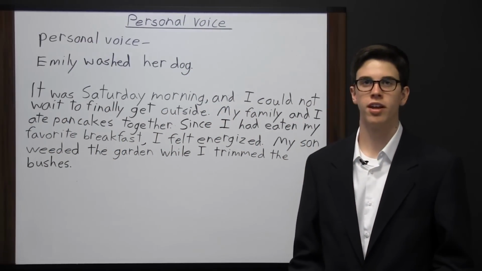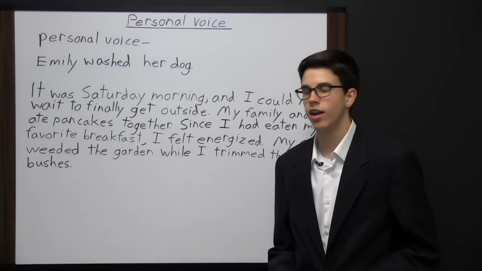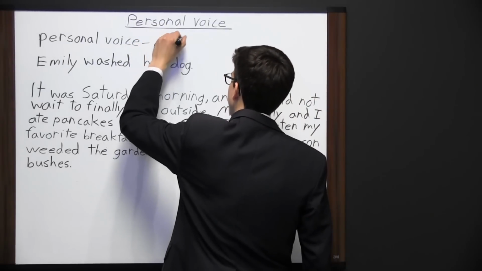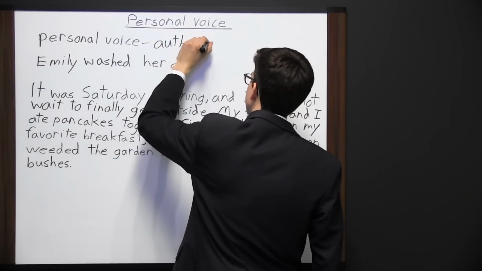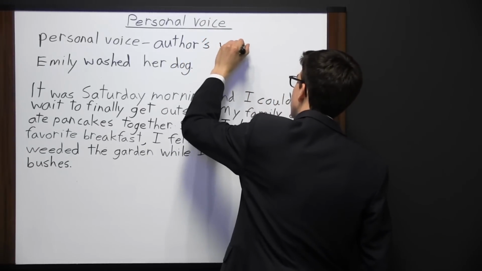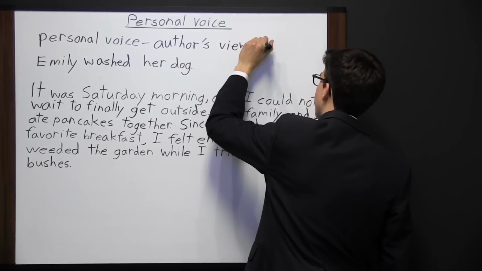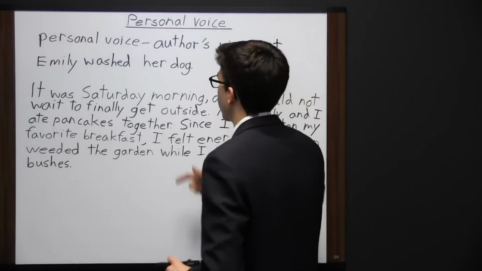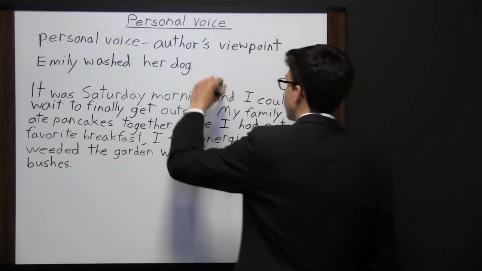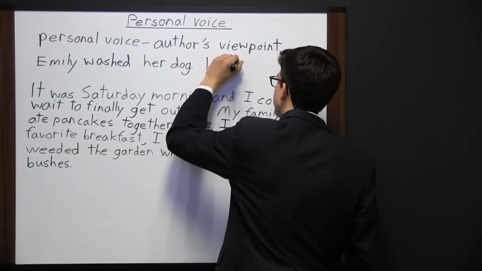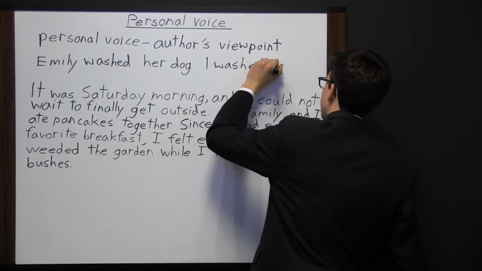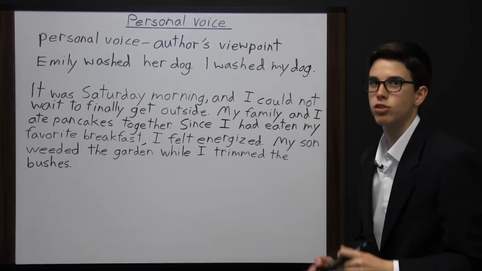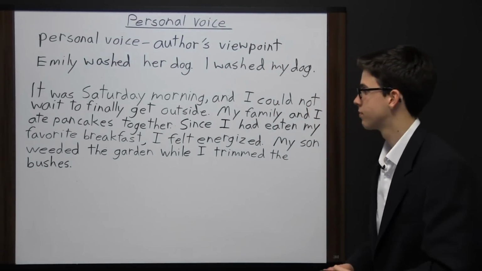Some stories are written in personal voice. Personal voice is when you hear the author's viewpoint. So the story is written from the mind of the author. Many times when you read a story, it would say, Emily washed her dog. Well, when you're reading something in personal voice, it would say, I washed my dog. That's because the author is writing a story about themselves.